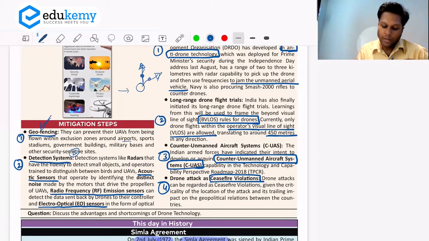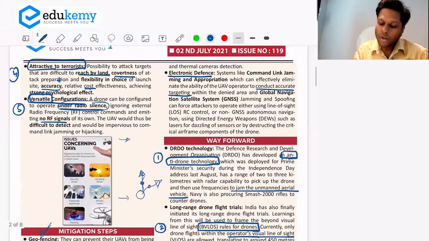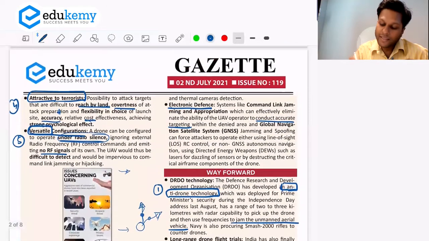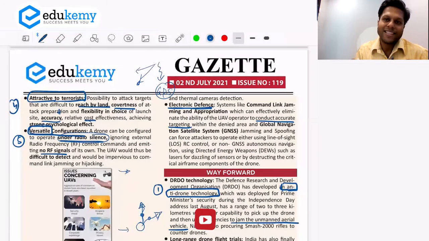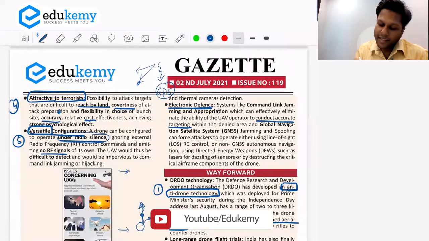The next mitigating step is having electronic defense. Since drones use the global positioning system also to attack, what if we do not give accurate data to drones? If we do not give accurate data to drones, they will not be able to attack at the right place. The focus of the attack will be at some other place, and therefore these can be used in electronic defense mechanisms as well, right?